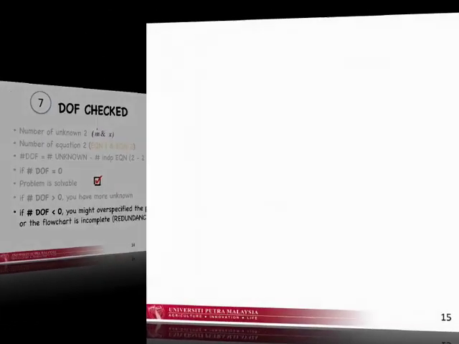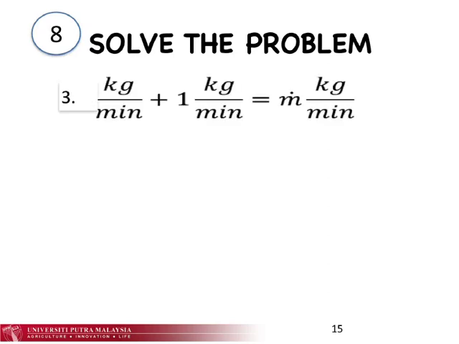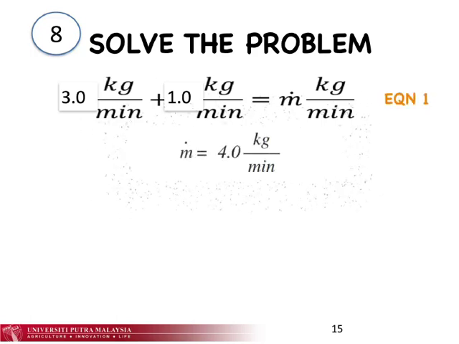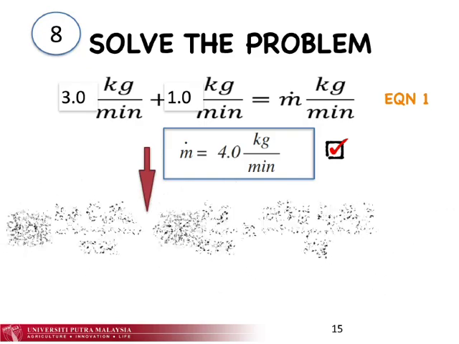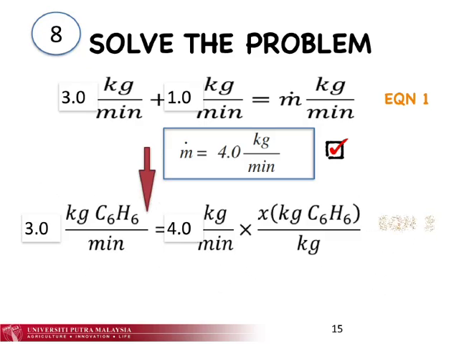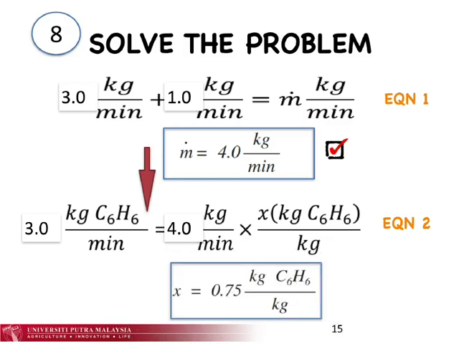The last bit will be solving the problem. Recall our equation 1 on the overall balance. Putting in all the values, we are able to solve m dot to be equal to 4.0 kilogram per minute. Then we are going to plug in the value for m dot into equation 2, and by manipulating the algebra, we get x equals 0.75 kilogram of benzene per kilogram of mixture.